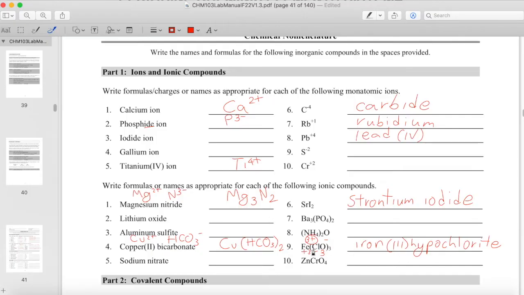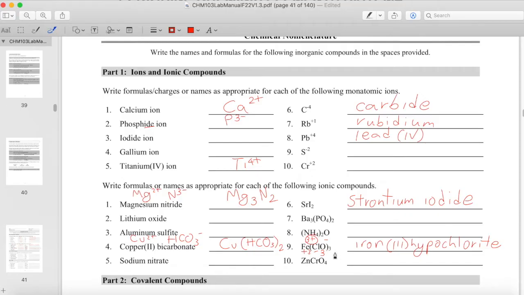So you have to figure out the charge on your metal ion first, and write that as a Roman numeral. If you wrote iron hypochlorite, that's a little too vague because there are multiple types of iron hypochlorite out there. There's a version which is iron 2 hypochlorite, where this number over here would be a 2.